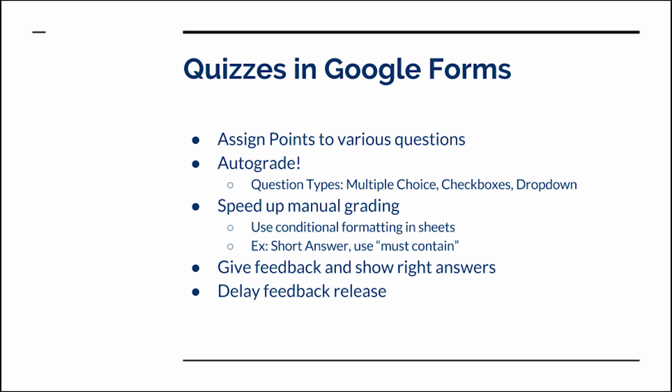You can assign points to questions and auto-grade certain question types by creating an answer key. You can also speed up the grading of essay or short answer questions by using conditional formatting and formulas on the Google Sheet spreadsheet that outputs from the Google form. You can specify a number of different options for this. It's somewhat complex, but Google Training Online is a fantastic way of getting started.